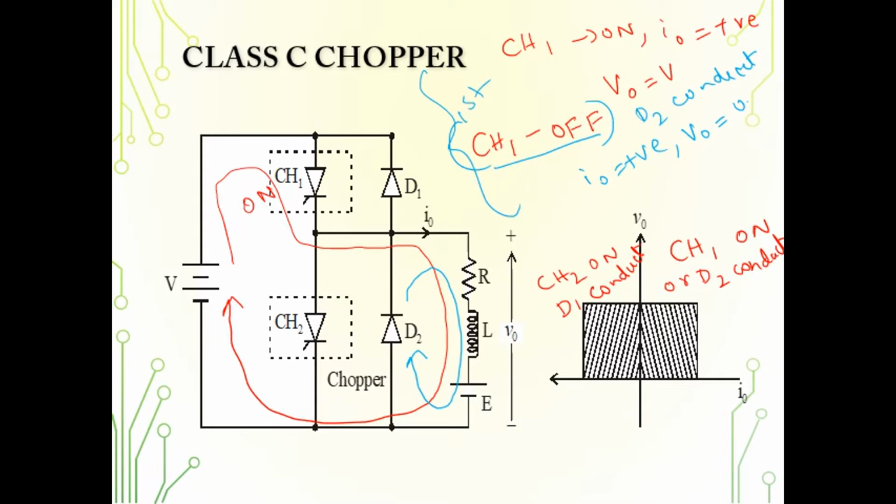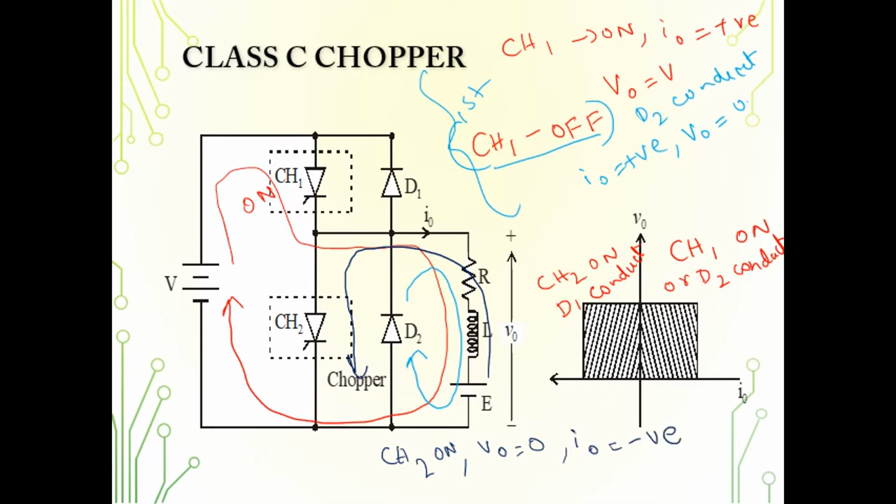Next, coming to CH2. So now if you trigger CH2, it is across the load, right? So the voltage across the load when CH2 is on, V0, will be equal to 0, and the current will now be driven by the EMF here, and it will flow through this CH2. So I0 has become negative.